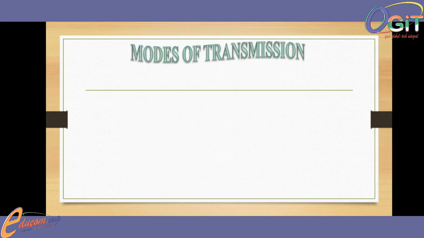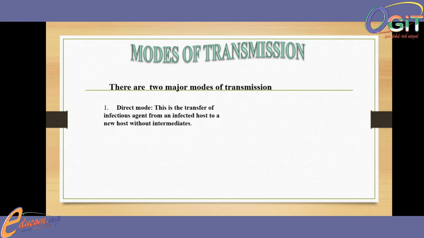And mode of transmission. There are two major modes of transmission. Number one, you have direct mode, which is the transfer of infectious agents from an infected host to a new host without intermediates such as food, air, water, or other animals. Under this, we have person-to-person transmission, and we have transplacental transmission, which is the transmission of infectious agents or infection from the pregnant woman to the fetus through the placenta.